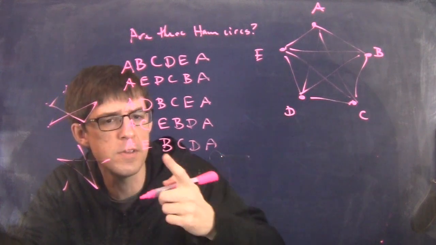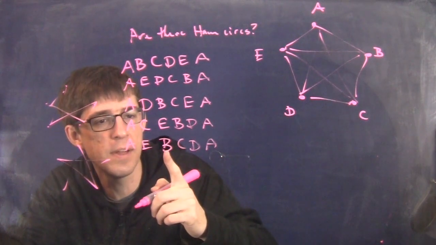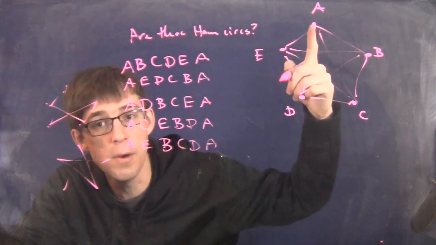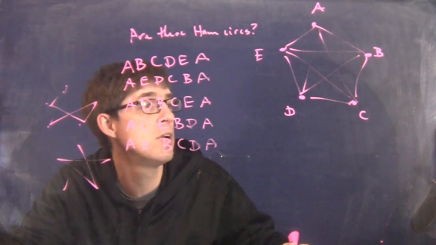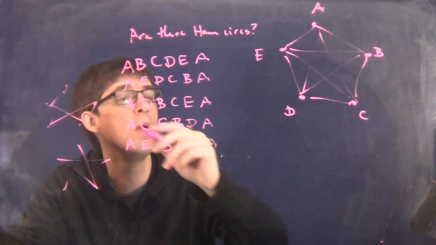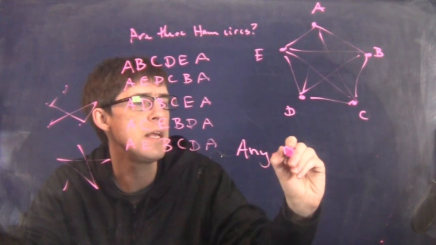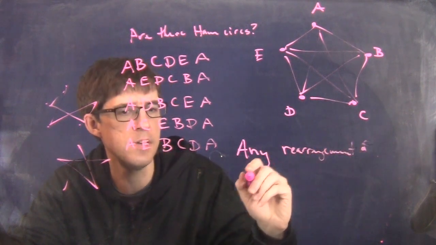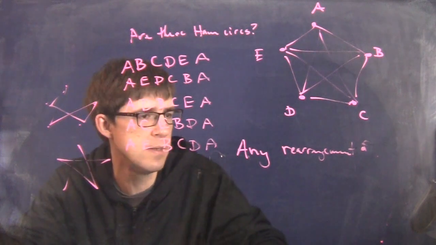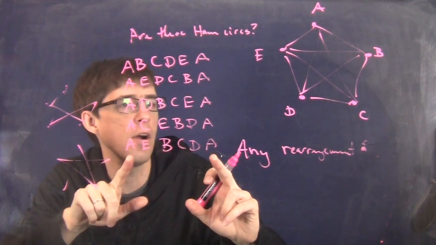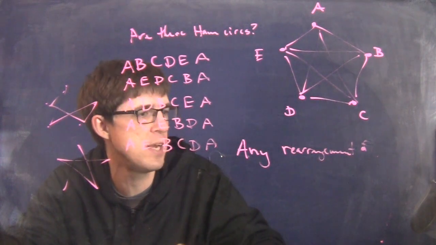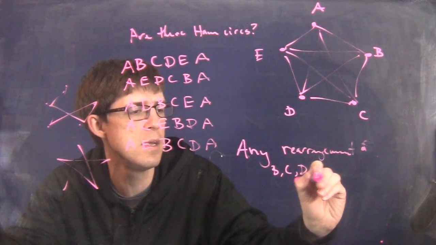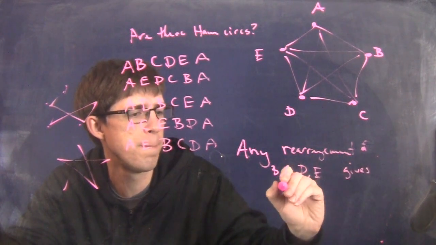The only thing you should worry about is, do these edges actually exist in the graph? At random, I wrote E to B. Is there even an edge E to B? Well, since I'm talking about a complete graph, there is automatically an edge from every vertex to every other vertex. So can I just say any rearrangement of these letters? If we begin and end with A, those have to stay as they are. But anything on the inside can be rearranged any way we like. So any rearrangement of B, C, D, and E gives a Hamilton circuit.